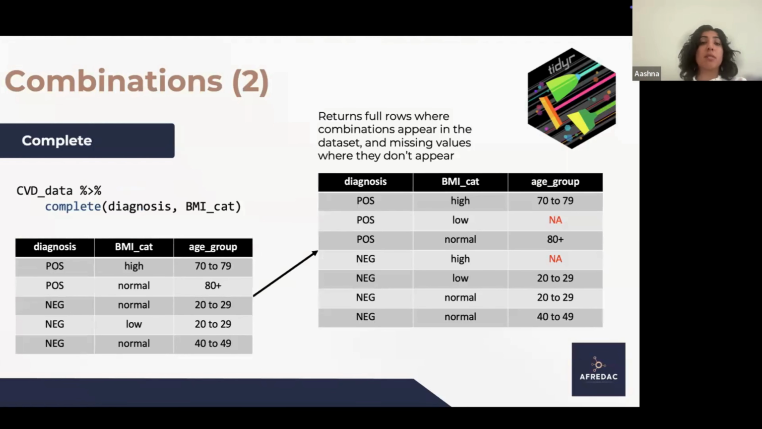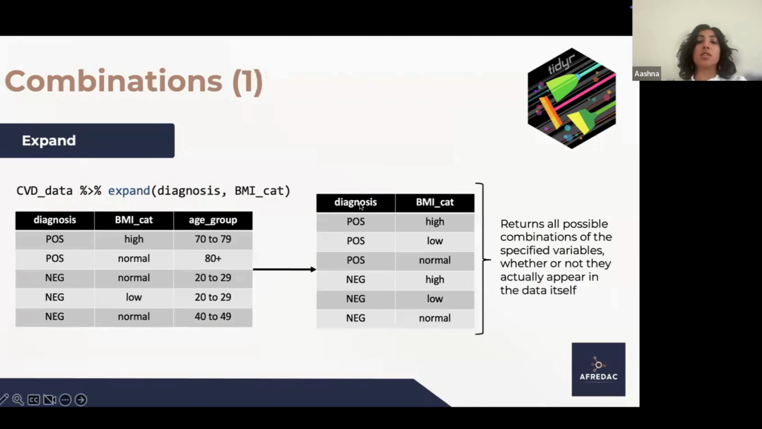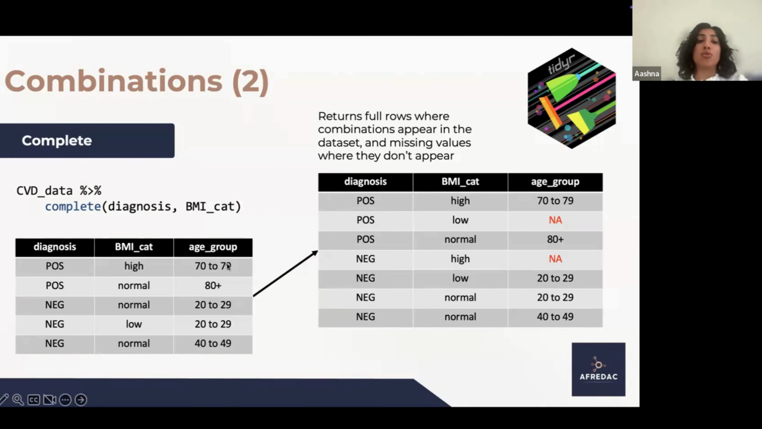Over here, for example, this takes the same thing a little bit further. Not only does it list all possible combinations of diagnosis and BMI category, it'll actually show you rows. It'll show you the complete data set, and it'll add rows where combinations don't exist. The previous one focused on just diagnosis and BMI category. This one now added the age group variable back in, and then it puts an NA for age group where that combination doesn't exist.